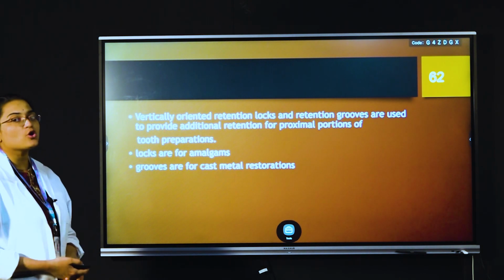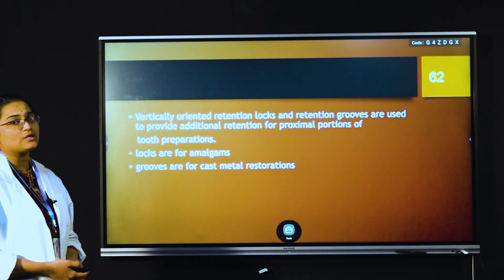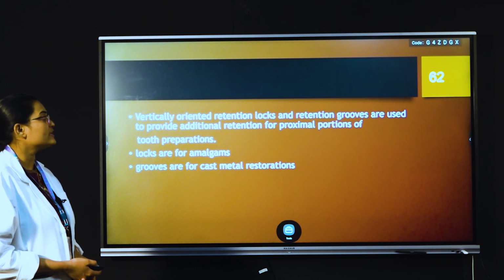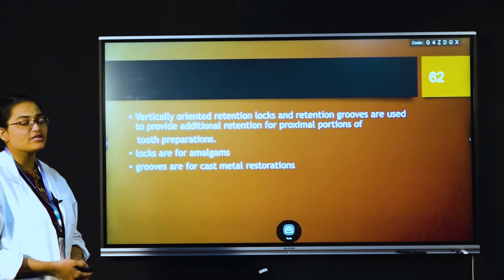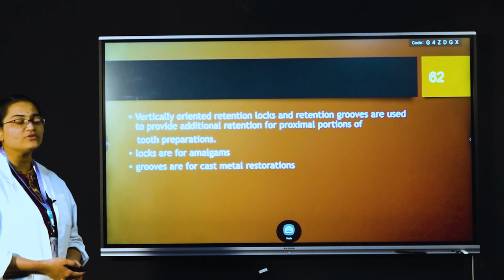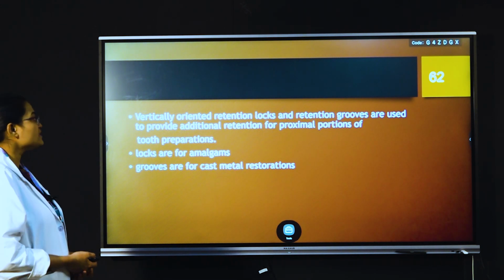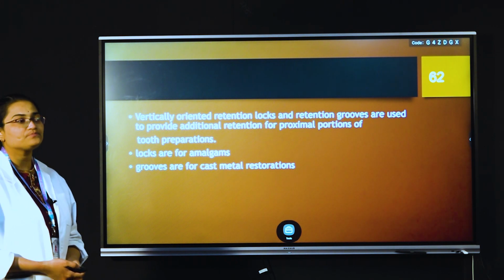And also coming to the composites, the etching, priming and bonding also help in increasing the retention form. The vertically oriented retention locks and retention grooves are used to provide additional retention in the proximal portions of the cavity preparation. The locks are used for amalgam and the grooves are used for cast metal restorations.